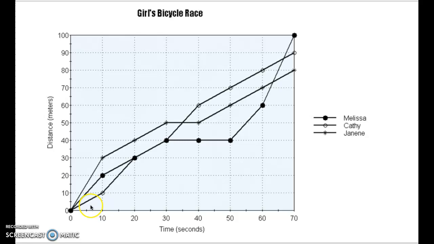Now, if we look at Kathy, which is this open circle, what happens to Kathy's speed here between 10 and 20 seconds if we compare it to the speed back here between 0 and 10? I want to know what this line is representing. Is Kathy speeding up or is she slowing down? Also, looking at Kathy, I'd like to know here between 40 and 50 seconds. So go back and compare between 30 and 40. But looking at 40 and 50, is Kathy speeding up or is she slowing down?